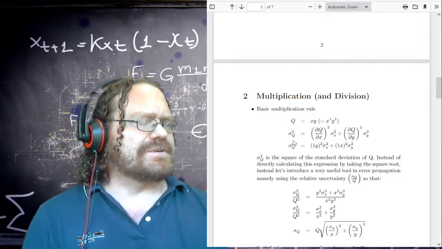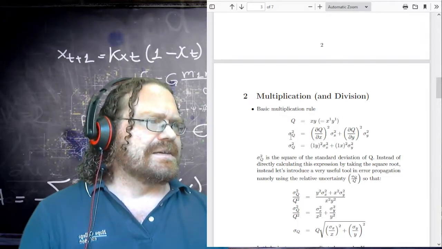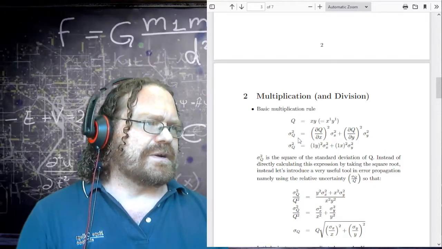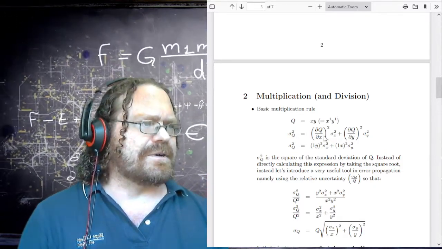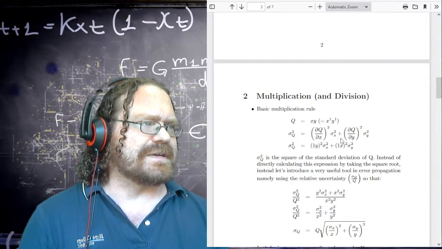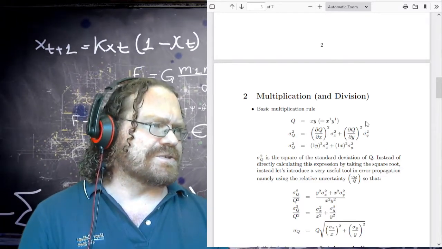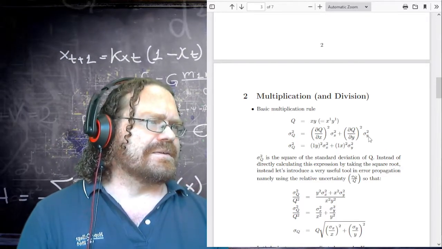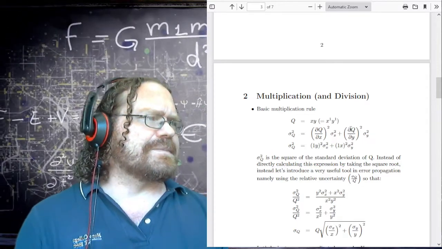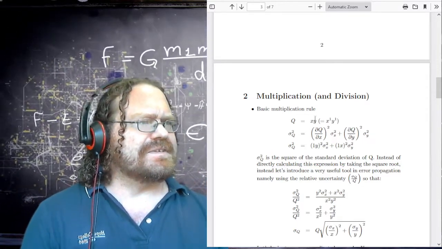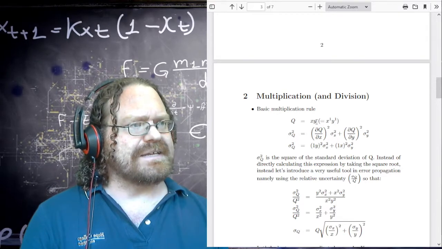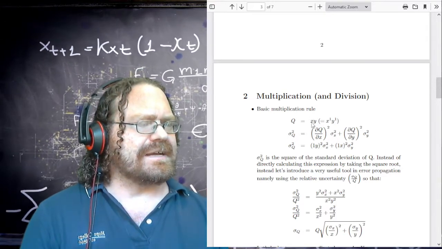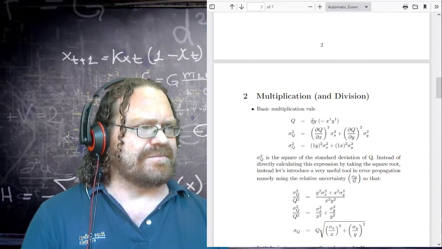Okay, so now we write down our whole expression. Sigma squared of q is equal to the partial of q with respect to x squared times sigma x squared, plus the partial with respect to y squared times sigma y squared. Okay, so now let's do it one step at a time. Let's take the partial of this expression with respect to x. Okay, so the x now is the variable.